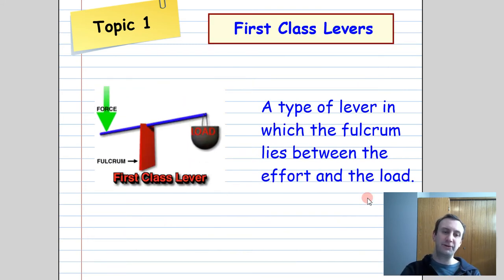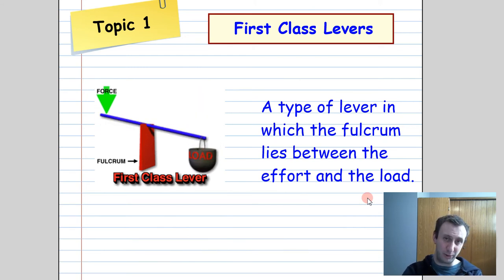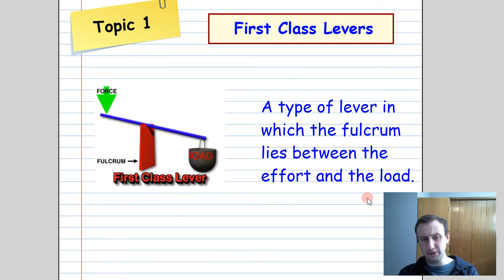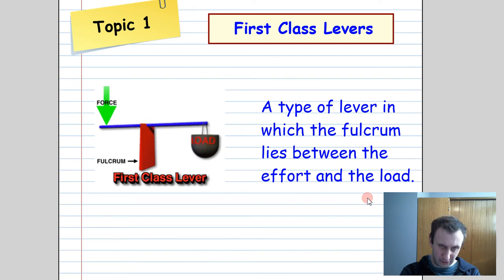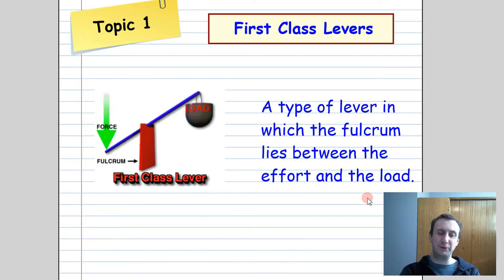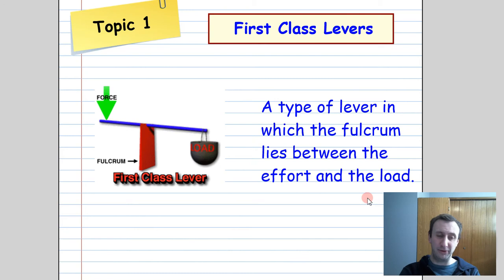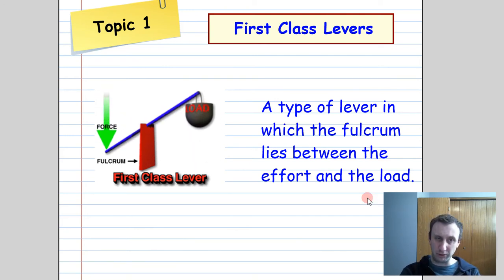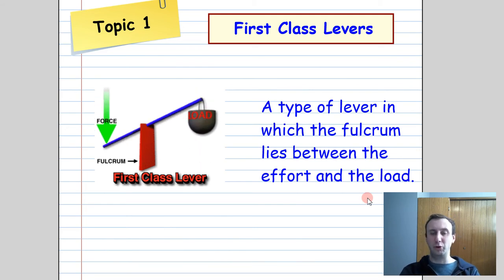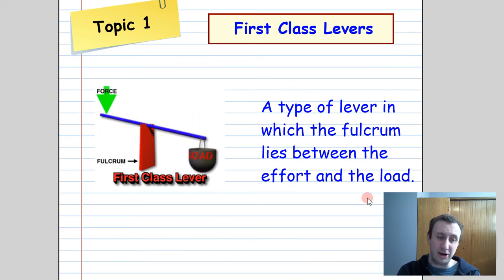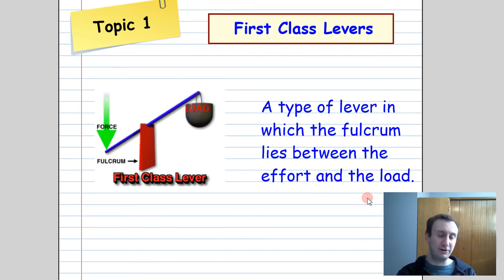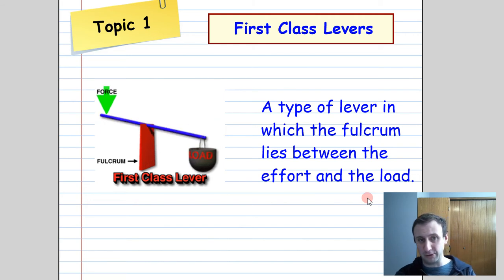So let's talk about first-class levers to begin with. First-class levers are like your typical seesaw lever, where you have the fulcrum right in the middle between the effort and the load. So the fulcrum lies between the effort or the force and the load. These types of levers can either provide a force advantage so that you can put in less effort, less force to lift the object, or it can give a speed advantage. It all depends on the position of the fulcrum. It could do either or.